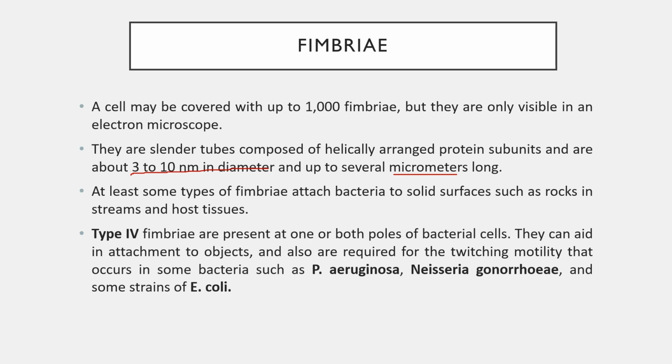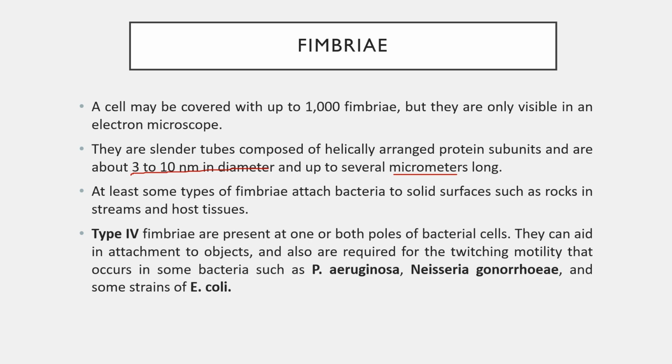Some types of the fimbriae help the bacteria to attach to the solid surfaces like rocks in streams and host tissues. For example, if we talk about the stream or the moving water and the bacteria is supposed to attach to a surface like rock, the fimbriae will be the structure that will help in this attachment of the bacteria to the rock surfaces.